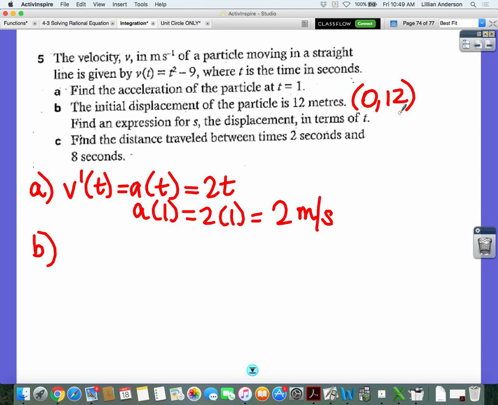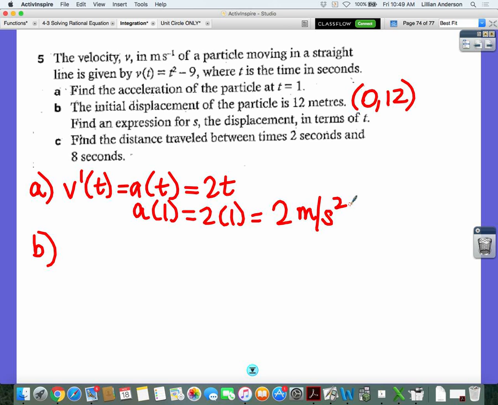Yes? Acceleration is... Yes, because it's already meters per second, so yes, second squared. Good job, Brian.